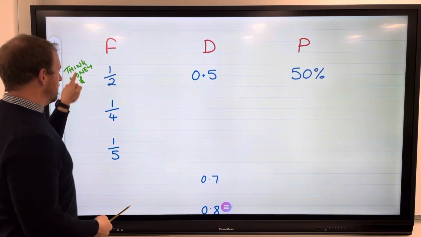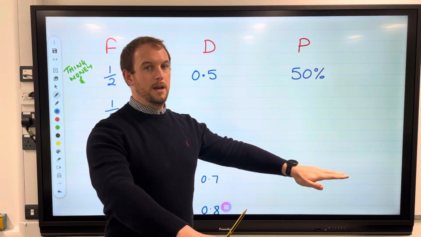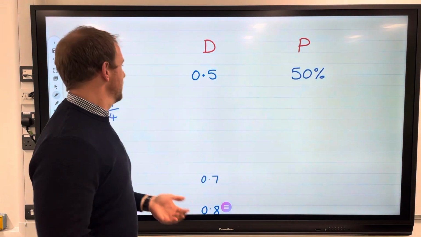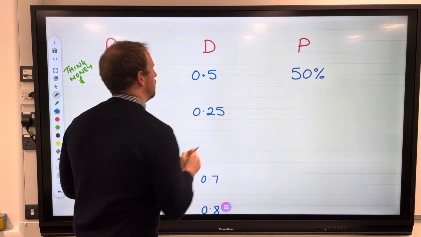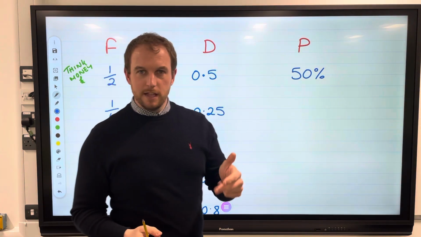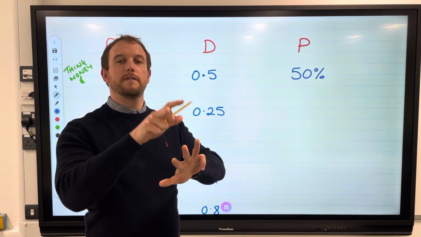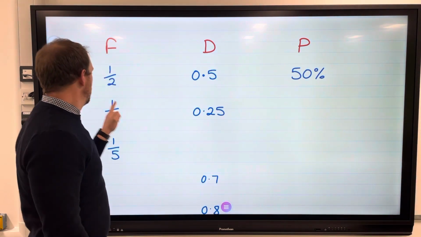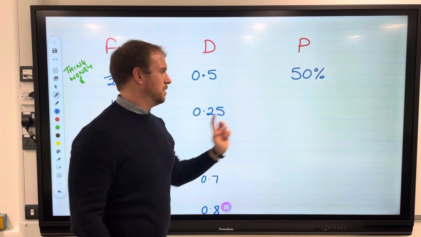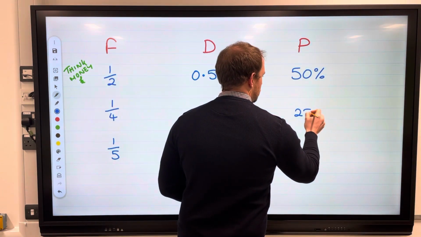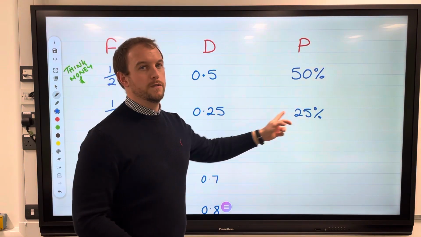So think money again. I've got £1 shared between four people. How much do they have each? Well, they have 25p each. The way you can check that is to add 25 together 4 times to see if it makes a pound: 25, 50, 75, £1. We know it's 4. 1 divided by 4 is 0.25. As a percentage, 25%.